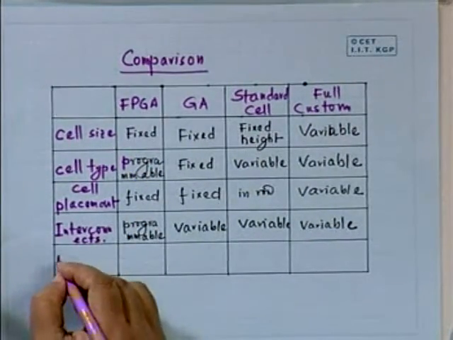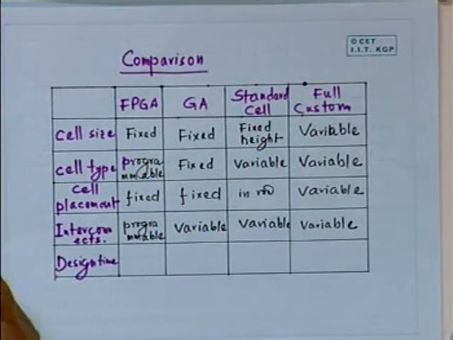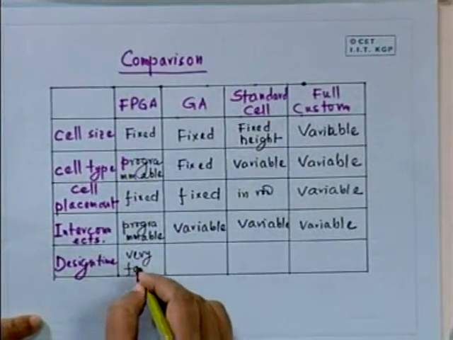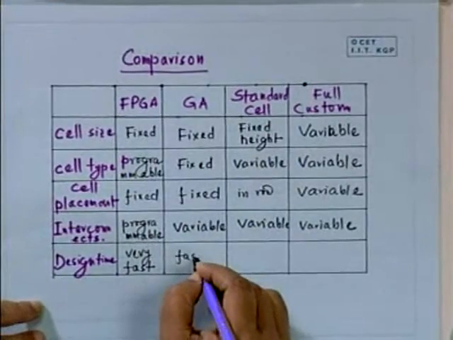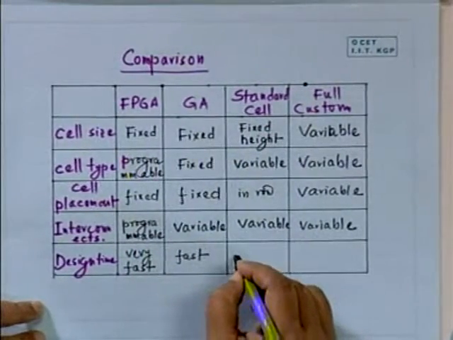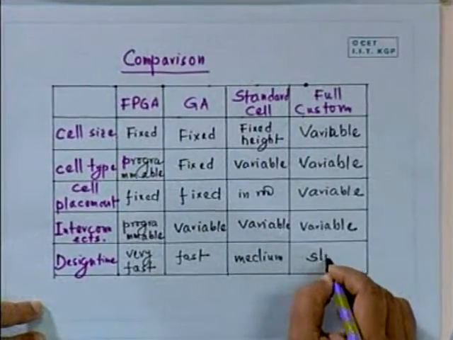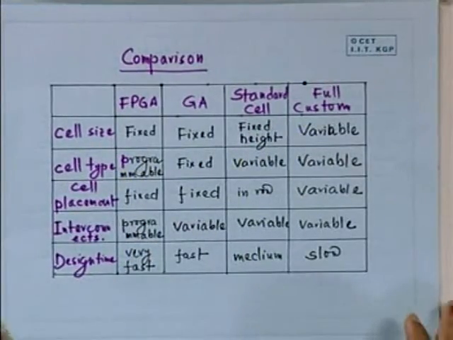Then design time. For FPGA it is very fast, normally a few hours, and that's why it is popular. Fast, this is medium, this is very slow. Still, we always need that full custom thing.